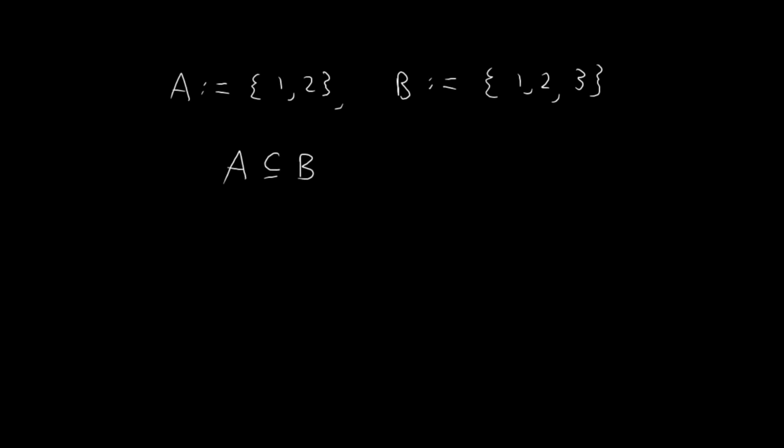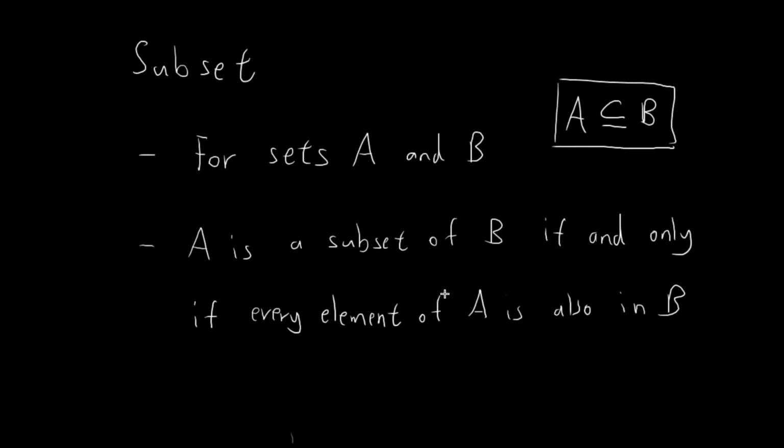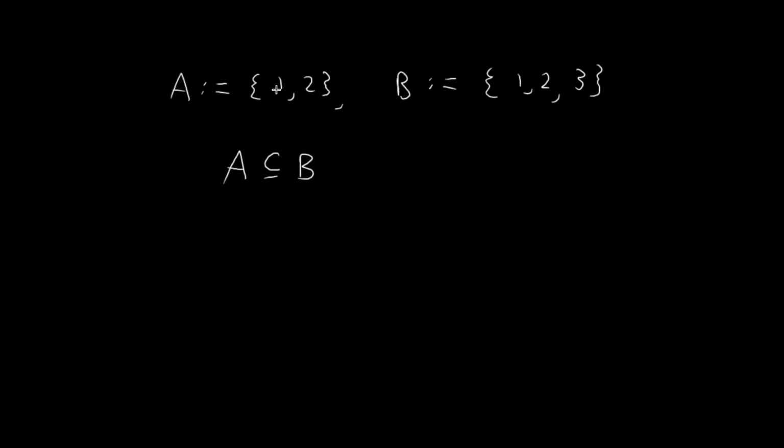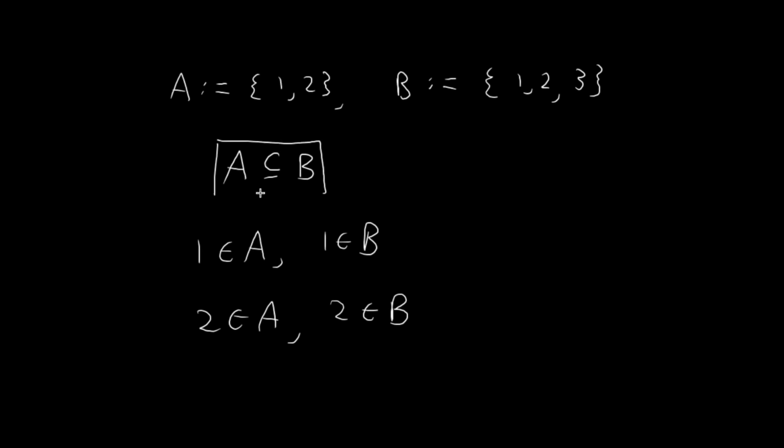And in order to show this, I need to show that every element of A is also an element of B. And so we check each element in A. We see that 1 is an element of A, and incidentally it is also an element of B. And also we check that 2 is an element of A, and turns out it is also an element of B. And so you see that we've checked all the elements of A, and then we see that every single element in A is also an element in B. And so therefore by definition we can conclude that A is a subset of B.